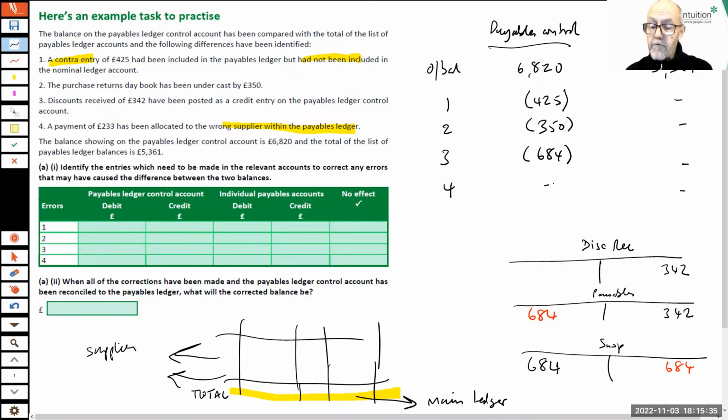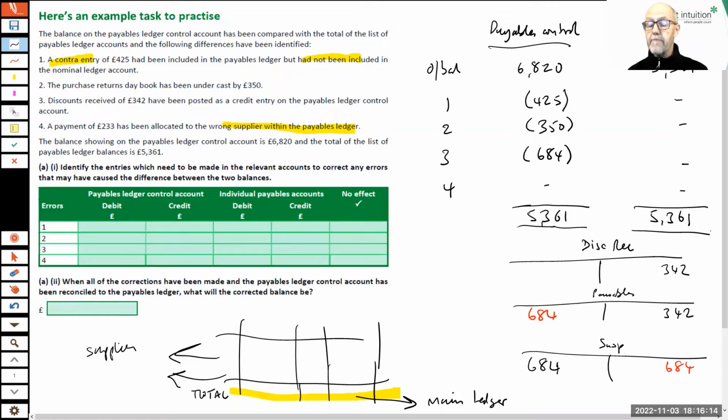And at this point, having run out of adjustments, what we are able to do, if we take 6820, subtract 425, subtract 350, subtract 684, that takes us to 5361, which in this example is a match. And if you do that, you can have a fairly high degree of confidence that you've picked the right items and analysed them correctly.